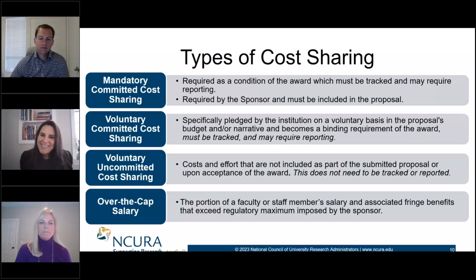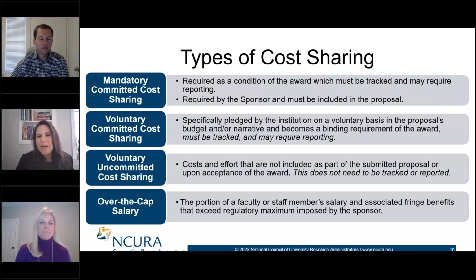And so I think we see that happening for the most part, but I'm sure Erin and Jeff, you have identified some cases where maybe some non-explicit cost share sneaks through the cracks. I think we can probably talk about that a little bit as well as we get into it. Voluntary committed cost share is something that you have pledged as the institution to cover a cost that you have committed to cover during the award, and that's something that you've put into the proposal. In some way it's quantified, and if it gets in the proposal and if it gets approved, then you have bound yourself to doing that, and it must be tracked, and it may require some reporting.